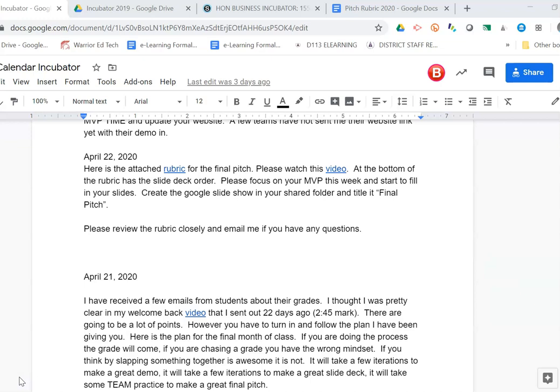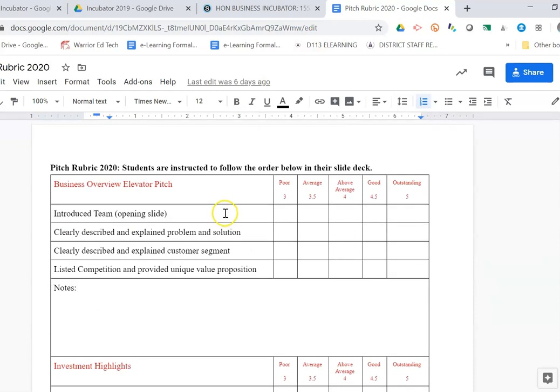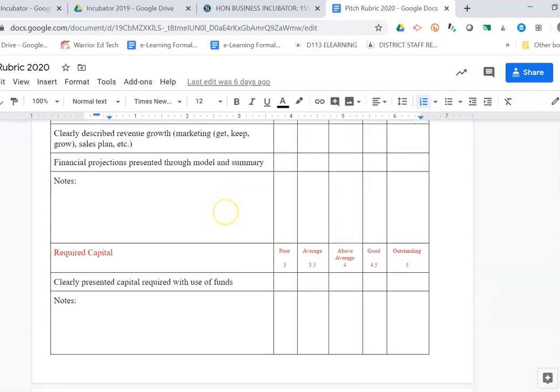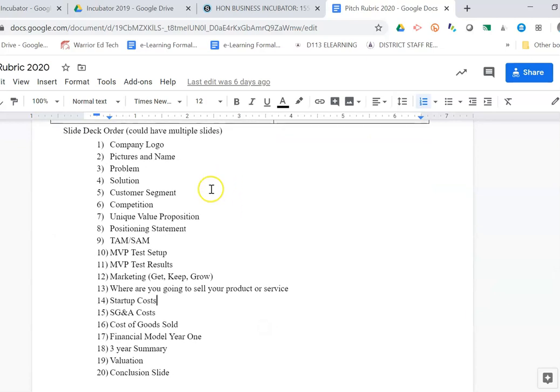All right, so if you click on the rubric and open it up, right now I'm in the daily calendar document, it shows how you're going to be evaluated for your final pitch. When you put together your final pitch slide deck, you want to go in order of how the slides look here. Now, that doesn't mean you're going to have exactly 20 slides.